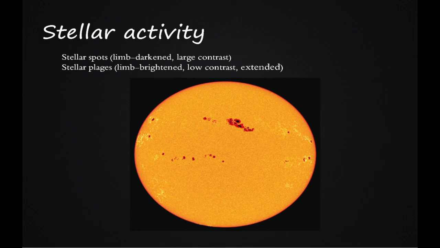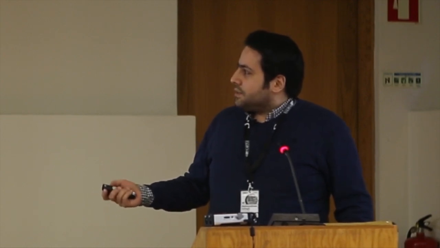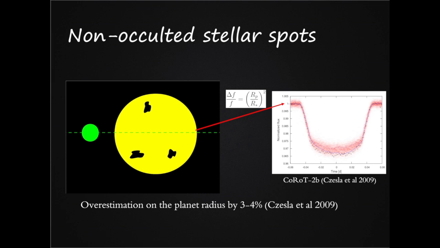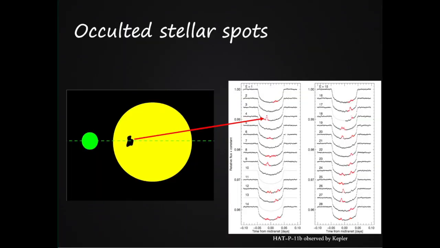One is that the transiting planet does not overlap with those features, so the total flux of the star is different, and it was shown that this can affect the planet radius measurement by up to 4%. So we are overestimating the planet radius because of non-occulted stellar spots. But in other situations, the transiting planet during its transit can overlap with those features, which can introduce some anomaly in the transit. Those anomalies can also cause difficulty in measuring the planet radius.